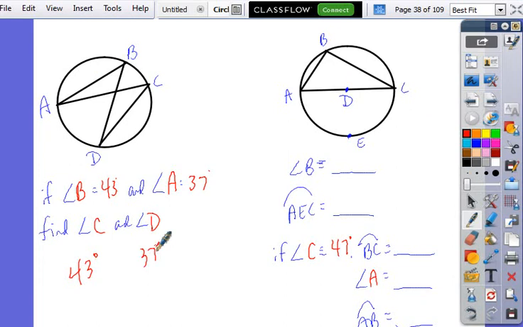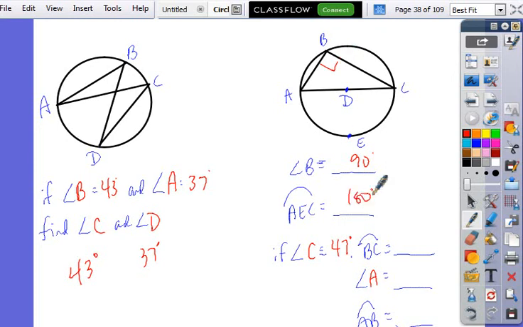Angle B, if I ever see a diameter like this, 180, what automatically happens with that angle? That's right, so that's got to be a 90. It's automatic every time. That means AEC in this case is that semicircle. It's got to be 180.